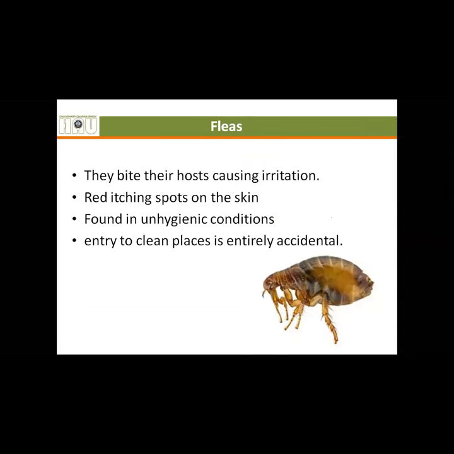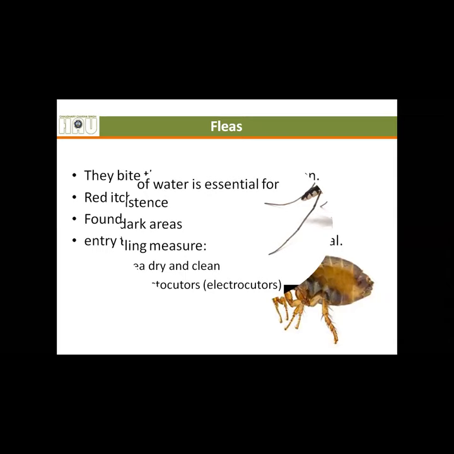Another is flea. They bite their host, causing irritation and red itching spots on the skin. They are found in unhygienic conditions. Their entry into clean places is entirely accidental. And another thing is they are found especially in the areas where we are processing meat and poultry products. You can find them over there.